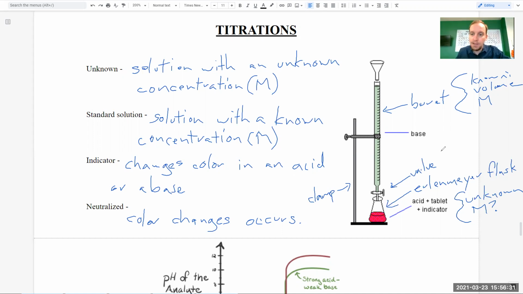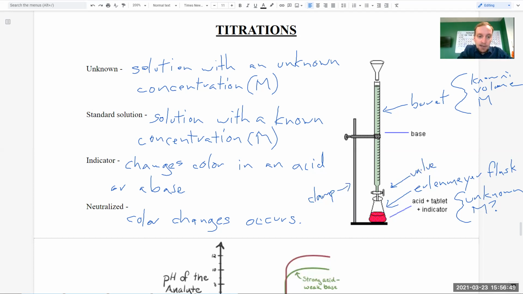What we're going to do, let's just again pretend that our standard solution is a base and our unknown is an acid. So what we're going to do is add our indicator first. So our indicator's in there. Notice it's pink. It's pink because, of course, acids are red in solution with this particular indicator.